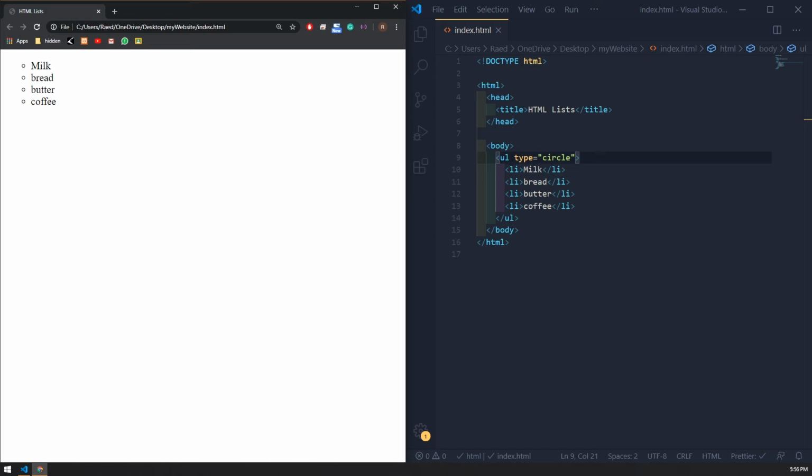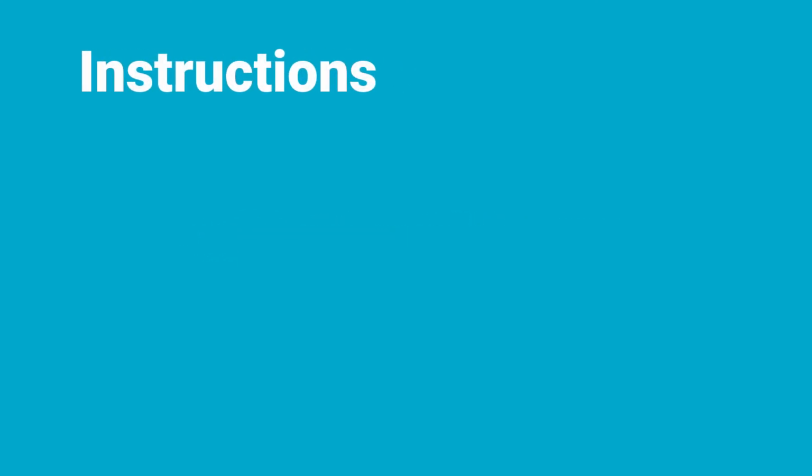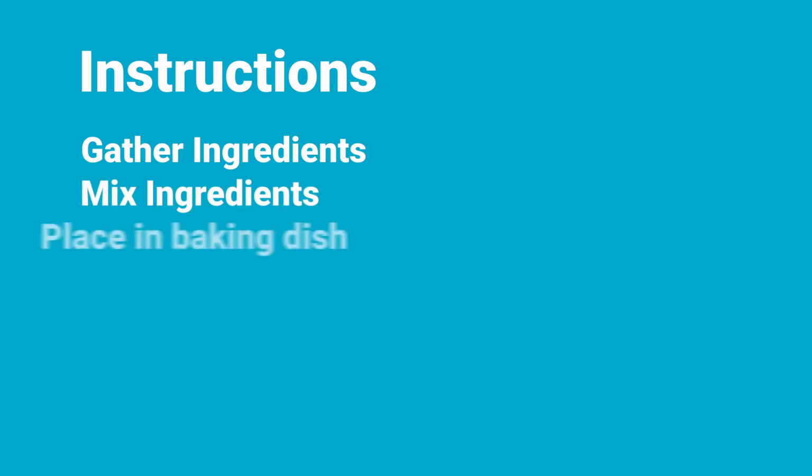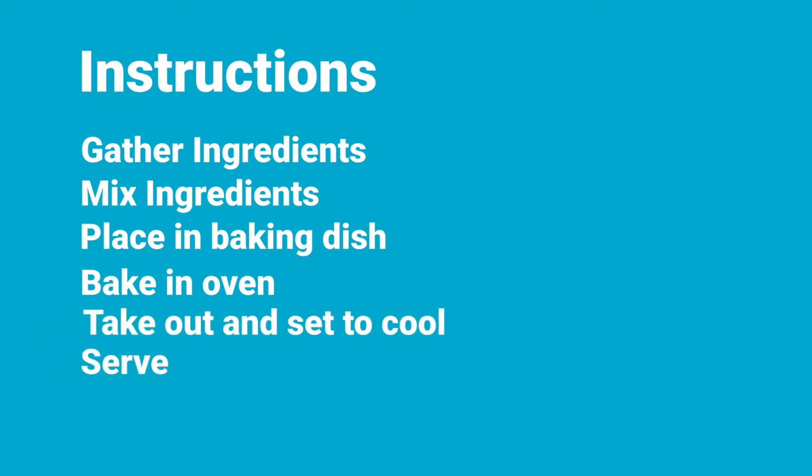Let's move to the ordered list. So what is an ordered list? An ordered list in HTML is used for points or items that need to be in a specific order or sequence. For example, let's say we are trying to have a cooking instruction. This would start first by gathering the ingredients, mixing the ingredients, placing the ingredients in a baking dish, bake them in the oven, remove it and set it to cool down, and then serve it. The sequence of these instructions is very, very important. In fact, if you move serve to become the second point, it wouldn't make sense. And this is why in HTML we have ordered list.